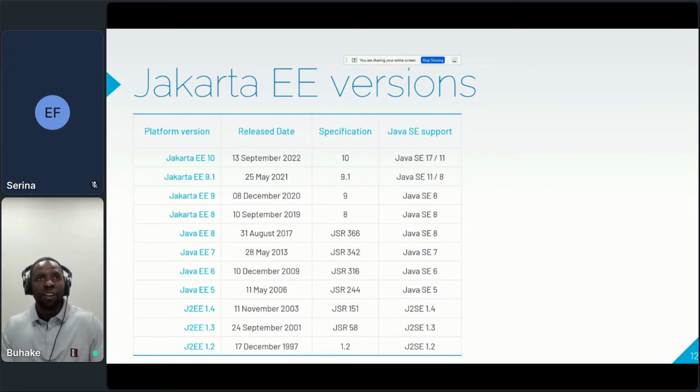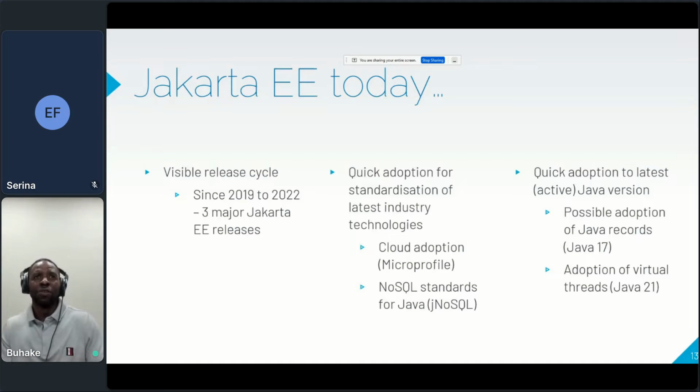And Jakarta EE today is very visible. The release cycle is very visible. They're very open. They do advertise when they're going to do the next release and which technology has been approved, or which technology is probably going to be relooked at and reworked. They're also quick to adopt the latest technologies like cloud adoption, like NoSQL, for example.